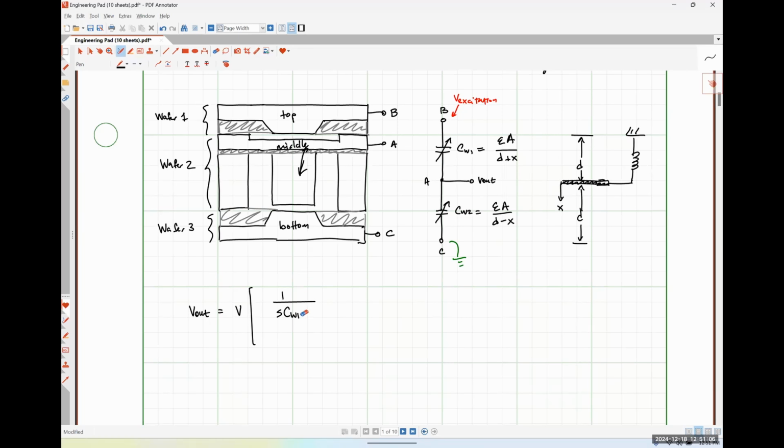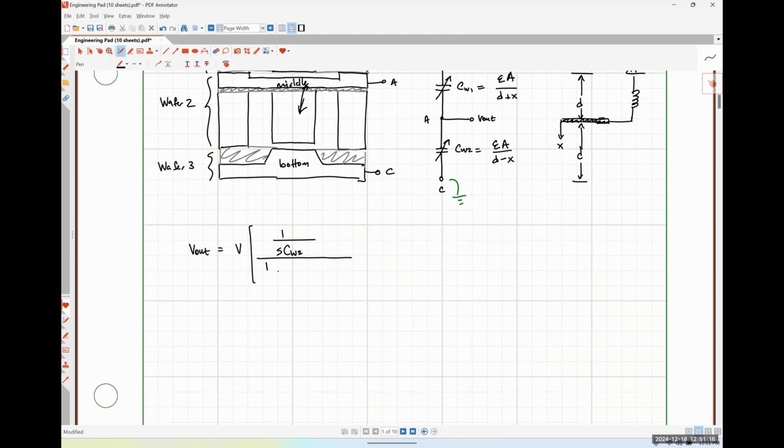Actually, it should be SCW2 because it should be the bottom element in the numerator if we put node C at ground. And then I would have 1 over SCW1 plus 1 over SCW2 over here for now. Where I'm simply applying voltage division for those of you who may not be familiar with this.